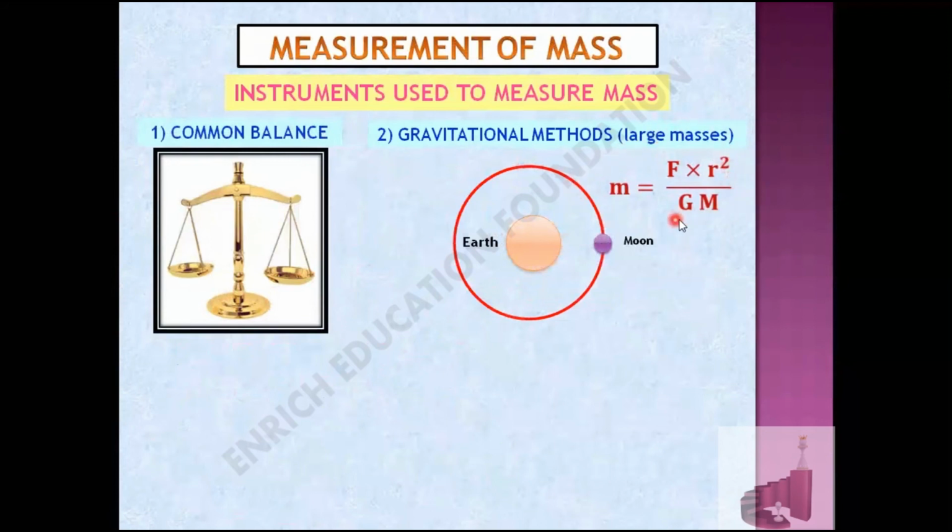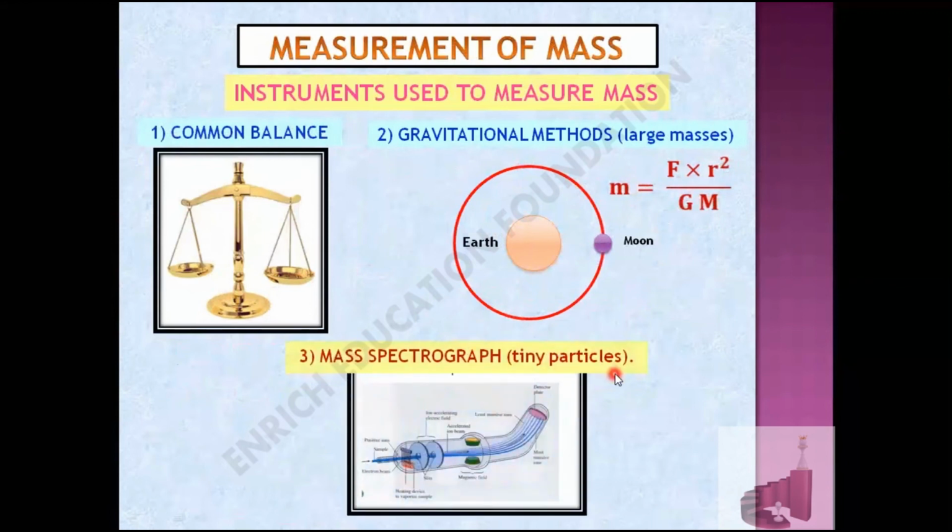This formula has been taken from Newton's law of gravitation, that is F is equal to G m1 m2 by r squared. In this, the first mass m1 has been taken as the mass of the earth, and m2 has been taken as the mass of the body whose mass is being measured. The third method of finding the mass is the mass spectrograph method, and by this method the mass of very tiny particles can be measured. In detail, we will be learning about the mass spectrograph in the Atoms and Nuclei chapter.